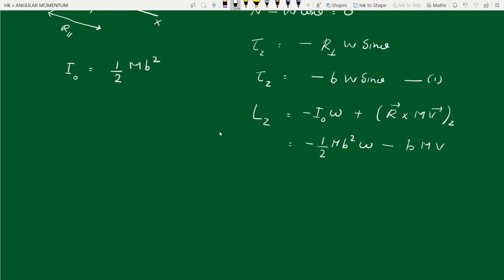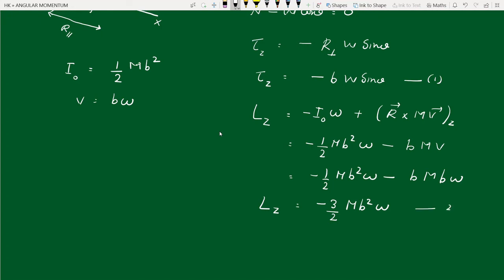And this v is nothing but v is equal to b omega. So we have minus half m b square omega minus b into m b omega. So we have m b square omega here. Combining the two, we get minus 3 by 2 m b square omega. This is equation 2.